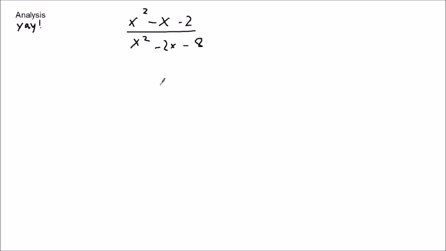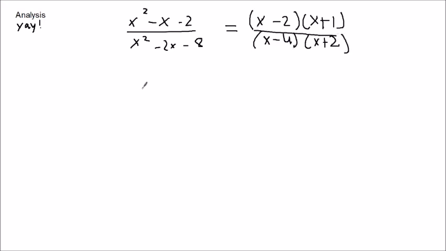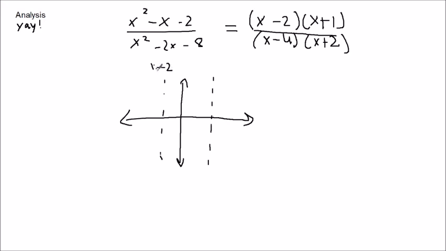Next, analysis. Yay! We're gonna analyze some functions. We're gonna draw them, right? This one's really nice because it can be factored. I'll just factor this right now. This is x minus 2, x plus 1. The bottom is x minus 4, x plus 2. Done, right? This is a simple enough function because it has vertical asymptotes at 4 and minus 2. So this is x equals minus 2, and this is x equals 4.